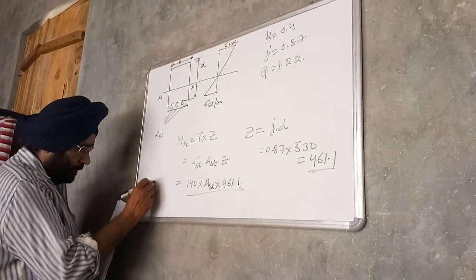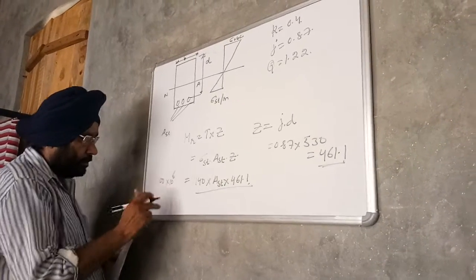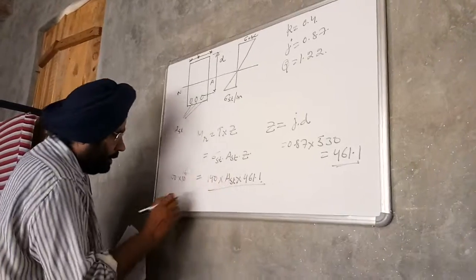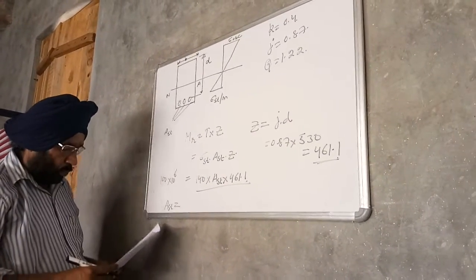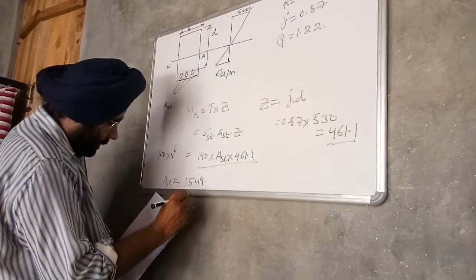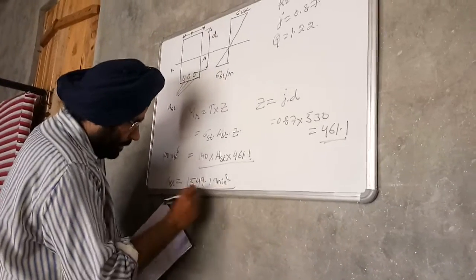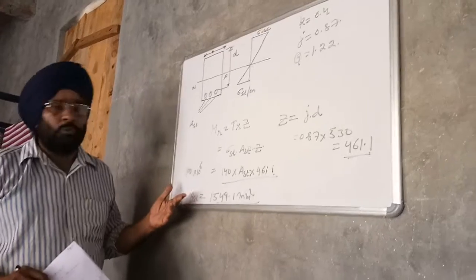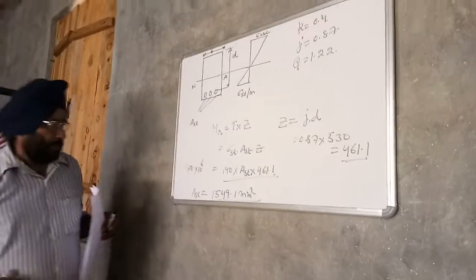So the bending moment is 100 kilonewton meter multiplied by 10 raised to the power 6 to convert kilonewton meter into Newton millimeter. So from this equation, AST, the cross sectional area of the steel, comes out to be 1549.1 square millimeter. So this is the required area of the steel when we use mild steel. So the second part of the problem is HYSD bars.